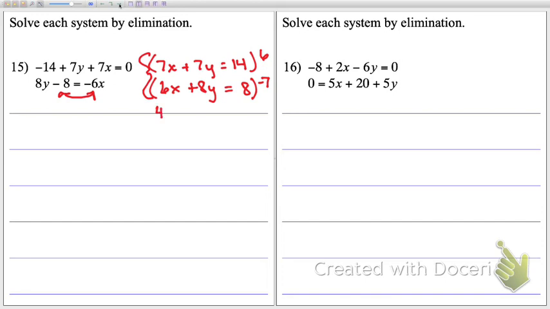So I got 42X plus 42Y equals 84. And then I get negative 42X minus 56Y. Actually, let me write the 6. I know. Just didn't want it, evidently.